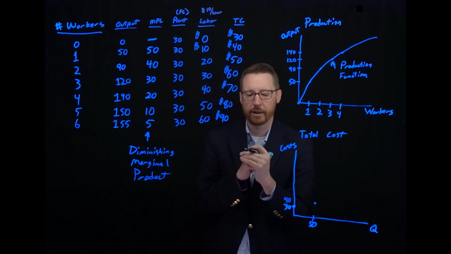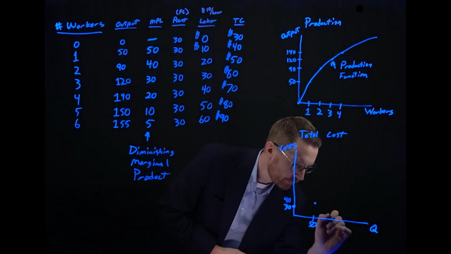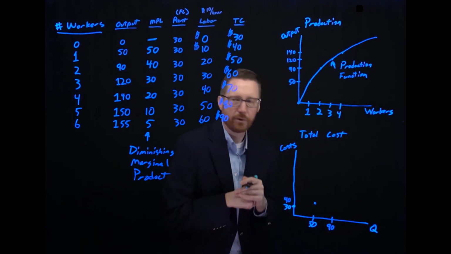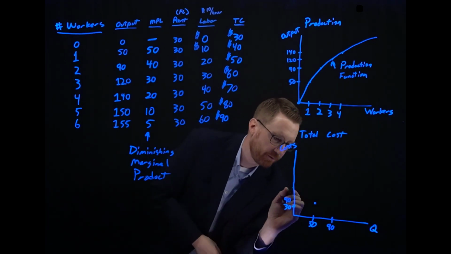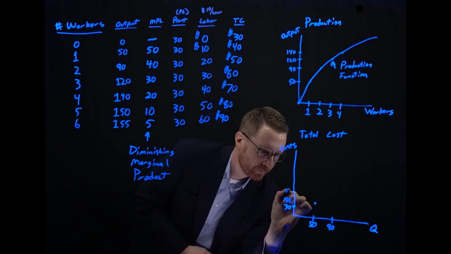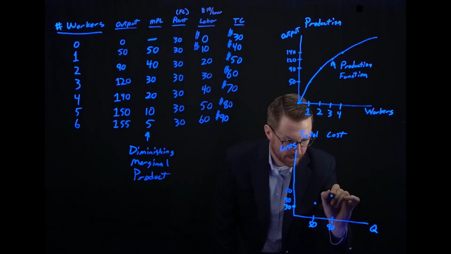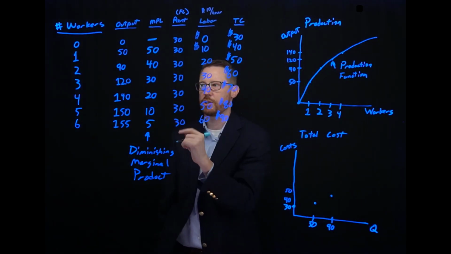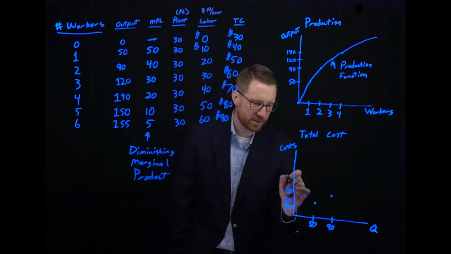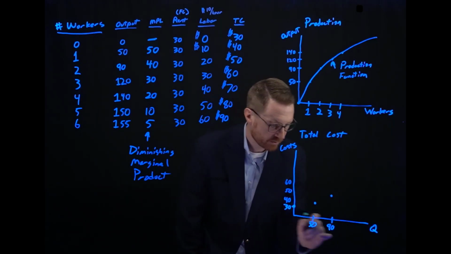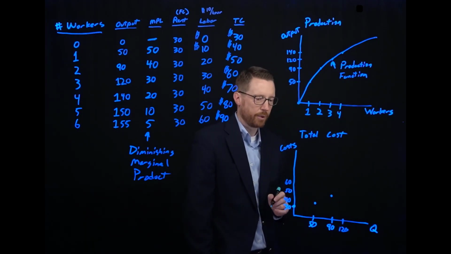All right, what if they expand a little bit more? They hire a second worker, they expand output to 90 units. What happens to their costs? So their costs go from $40 up to $50. So now $50 for 90 units. They hire an additional worker, expand to 120 units of output, and their costs go to $60. So $60 and 120 units of output.